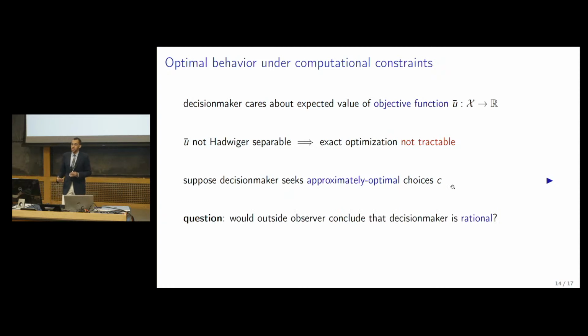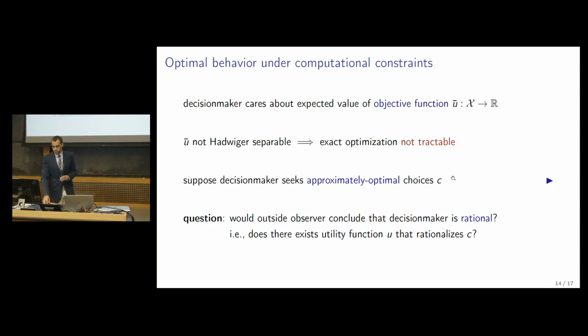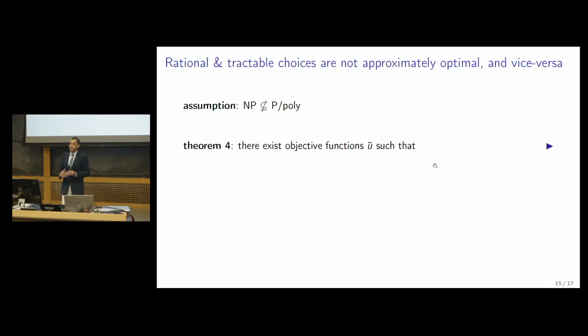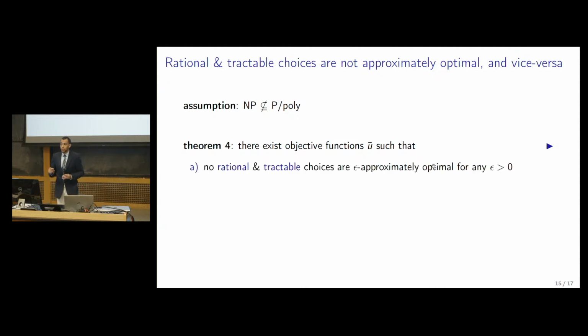So the question I want to ask is whether an outside observer looking at this decision maker's choices would conclude that this decision maker is rational. Or more precisely, whether there exists a utility function u that rationalizes the choices. And what I'm going to show is that the answer is no, at least in some cases. So I'm going to make a slightly stronger computational hardness assumption. And theorem 4 will show that there exist objective functions u bar such that no rational and tractable choices guarantee you any fraction of your optimal payoff, for any such fraction.